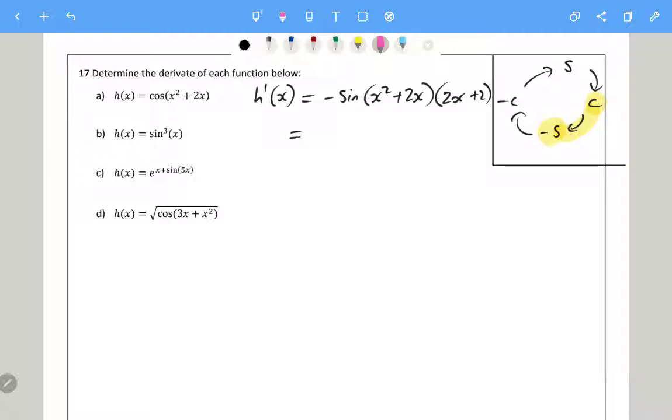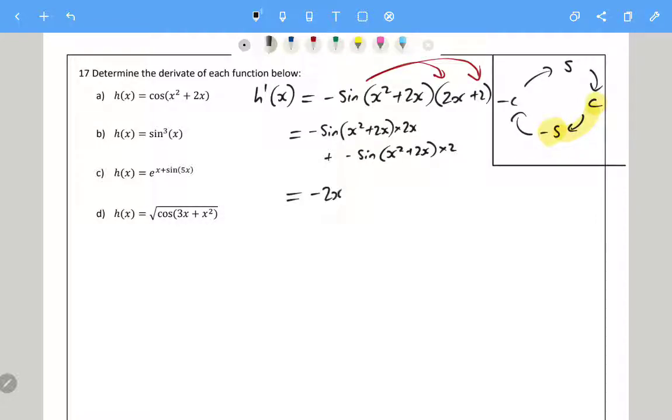We can't expand the sine of x squared plus 2x because sine is a function, so you can't expand that out, but we can expand it to the others. And so we get negative sine of x squared plus 2x times 2x plus minus sine of x squared plus 2x times 2. Right? First, second term. And this gives us negative 2x sine of x squared plus 2x.